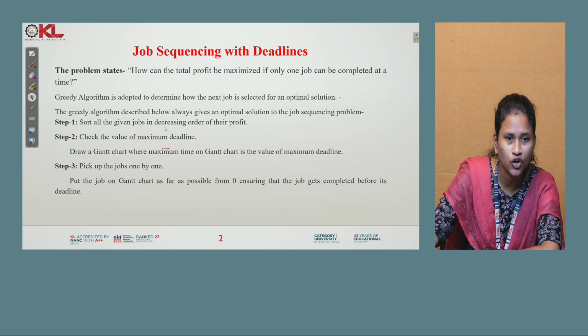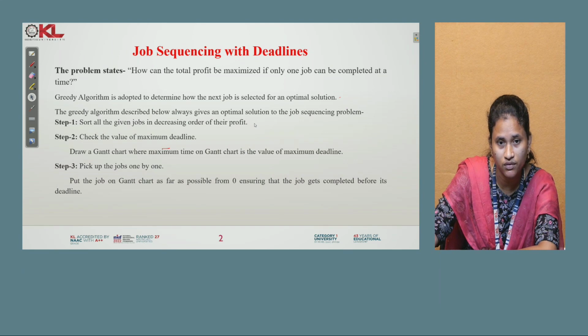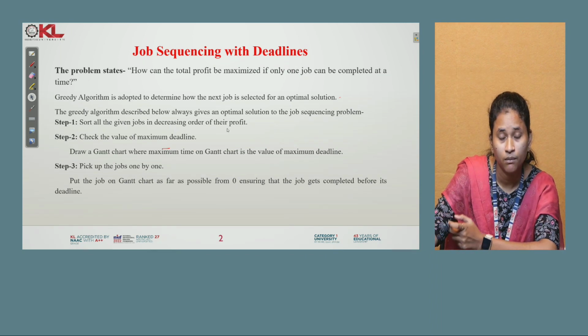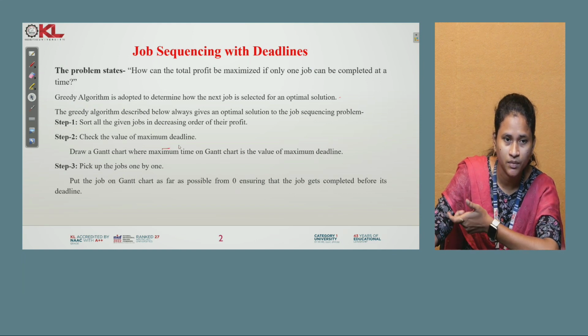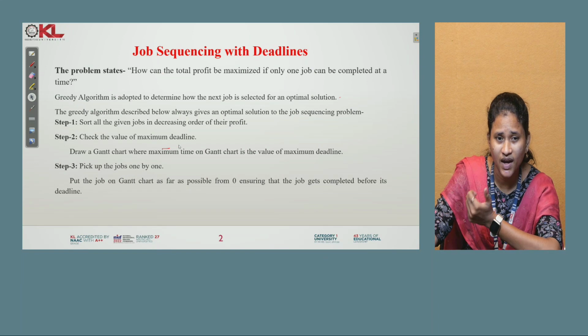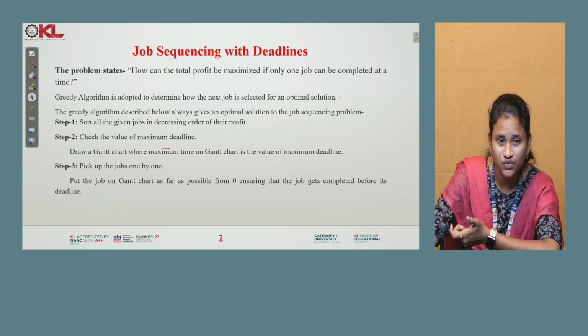Sort all the given jobs in decreasing order of the profit values. The third column is the profit value, so based upon the profit value we have to sort the data. The job having the highest profit value has to come first, and like that we arrange the jobs. Next, check the value of the maximum deadline. The maximum deadline we have chosen is the size for the Gantt chart.